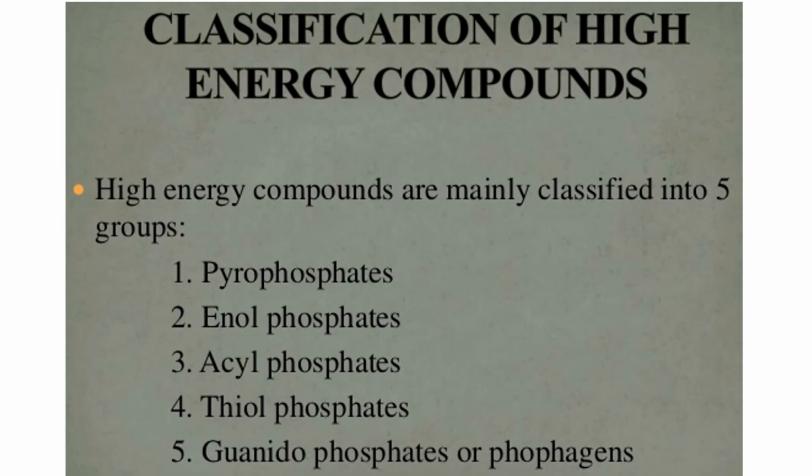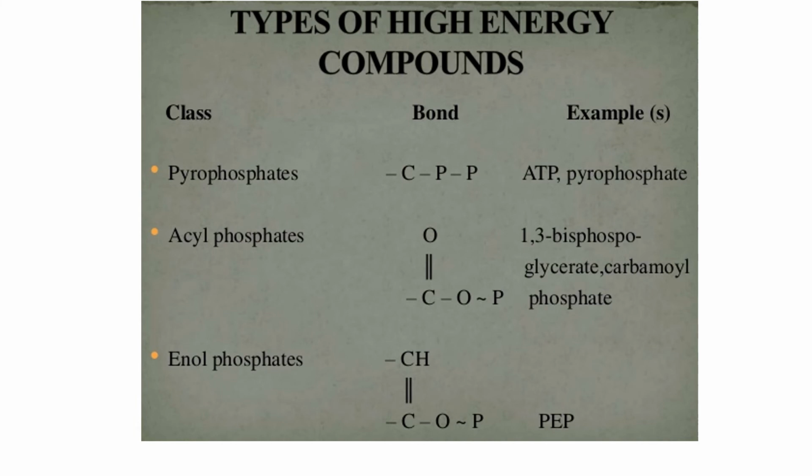Here you see the classification of high energy compounds. Pyrophosphates, enol phosphates, acyl phosphates, thiol phosphates, guanidinophosphates, etc. are there. What about the pyrophosphates? A good example of pyrophosphate is ATP. And then acyl phosphates are there, 1,3-bis phosphoglycerate we found in the case of substrate level phosphorylation. And also enol phosphates. This is another class of high energy compound. What is PEP? PEP is phosphoenol pyruvate.